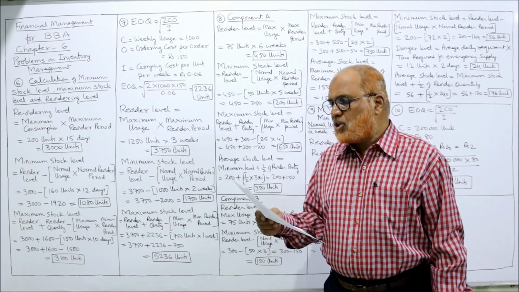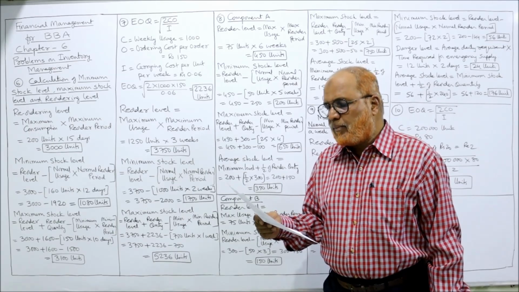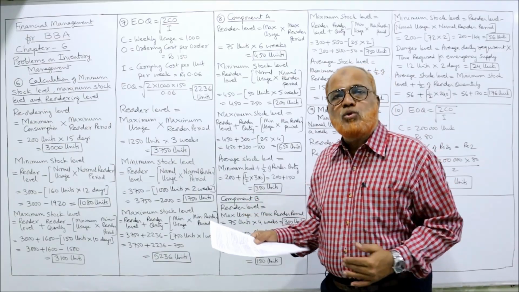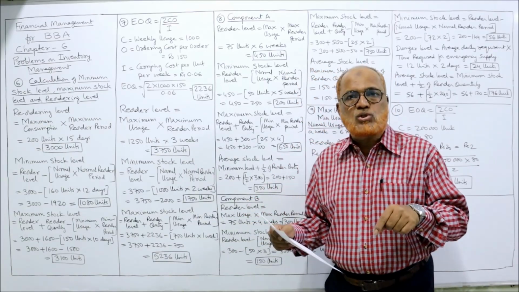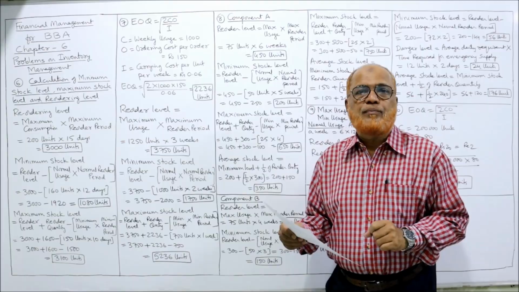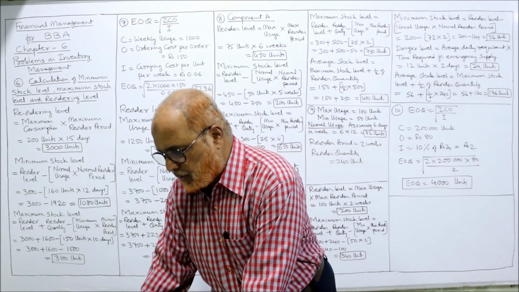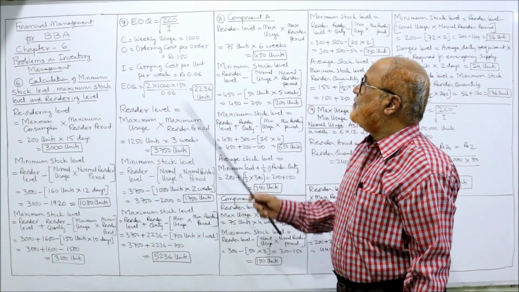Then calculate for each component reorder level, minimum level, maximum level and average stock level. In the previous two problems we have not calculated average stock level. Here in this problem, average stock level also we calculate. Now 8th problem. See carefully.